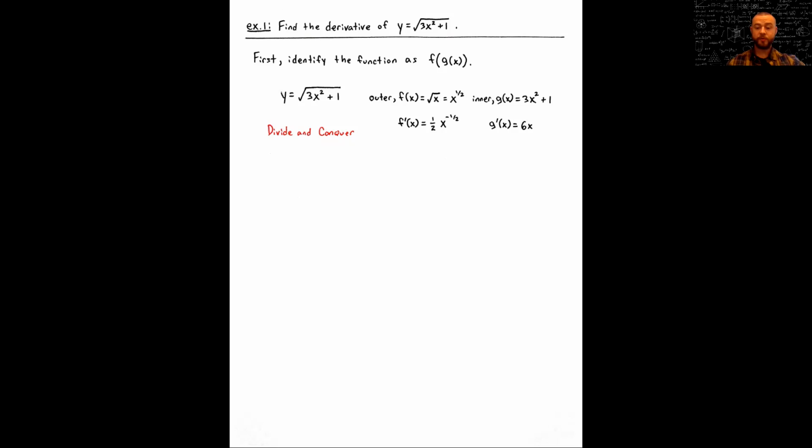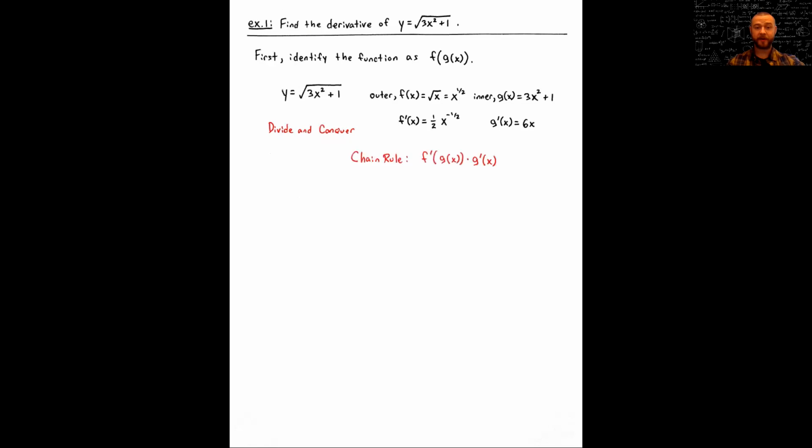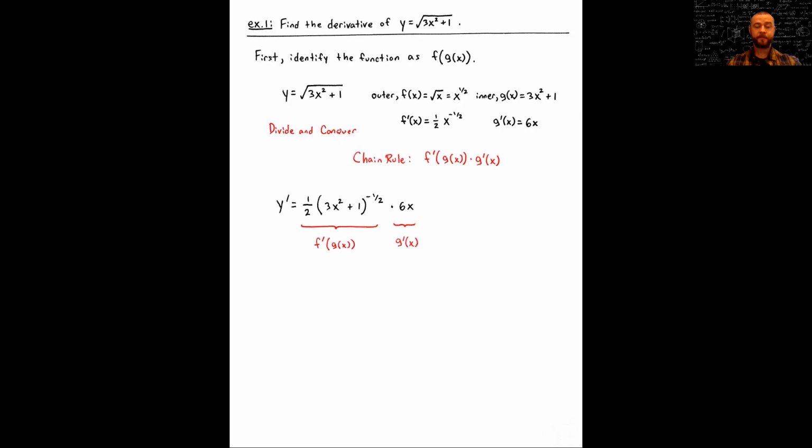All right, all we have to do now is combine these pieces together. Now we're combining them together using the chain rule. F prime of g of x. So we plug g of x into f prime, and then we multiply by g prime, which is the derivative of the inner function. All right, if we plug all that in, we get our answer for y prime, the derivative, as this.